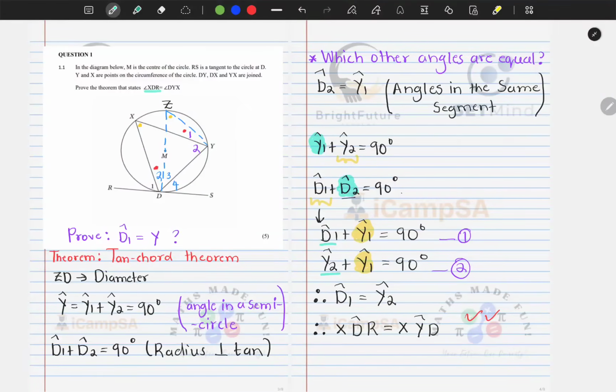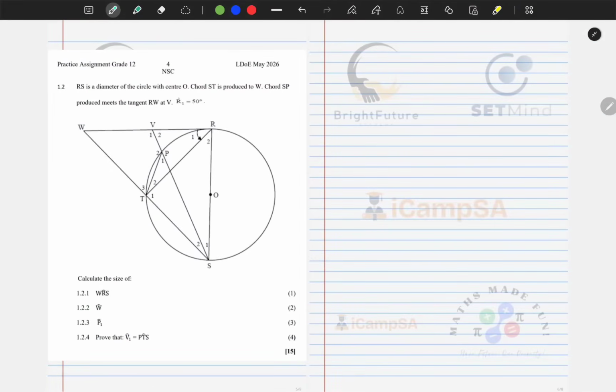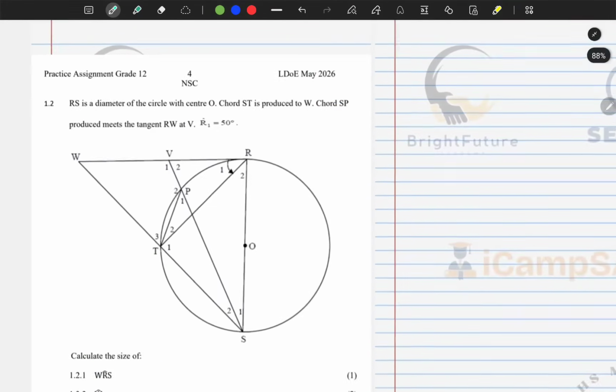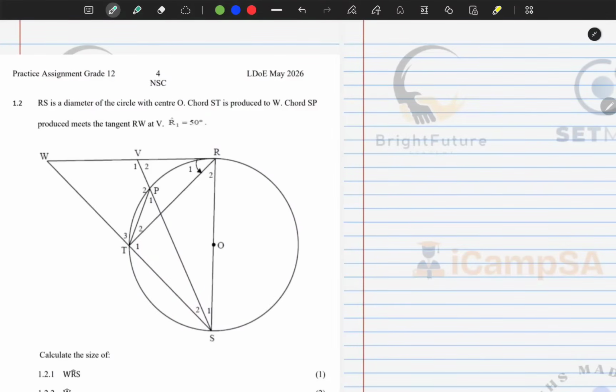So let's go to the next question, which is still 1.2. And for this question, we are told RS is the diameter of the circle with center O. Then chord ST. Let's have a look. Where is ST? There's ST. Chord ST is produced to W. Okay. Then we are told chord SP. Where is SP? This is SP. Chord SP is produced and meets the tangent RW, so essentially at point V.